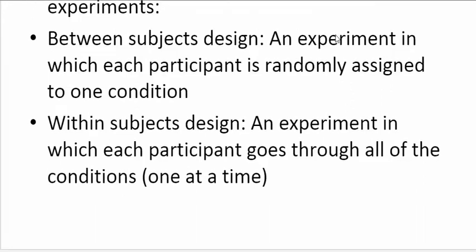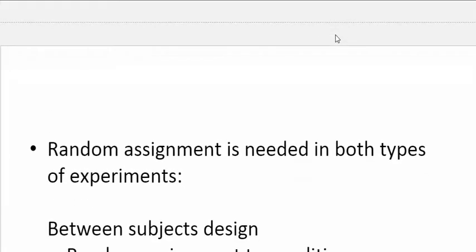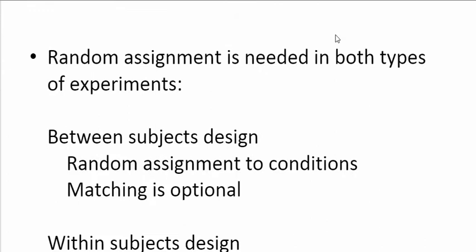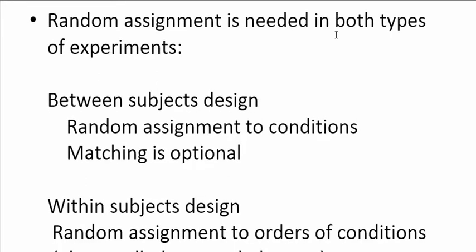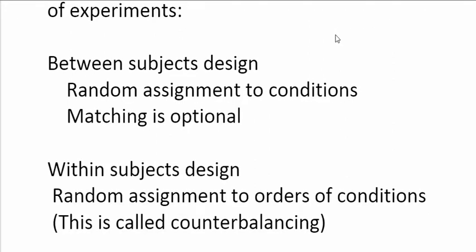So now let's move ahead. Random assignment is used in both types of experiments. Early on this semester, we learned that random assignment is used in any type of experimental study. So in a between subjects and a within subjects design, random assignment is used. But what happens after the random assignment is different.